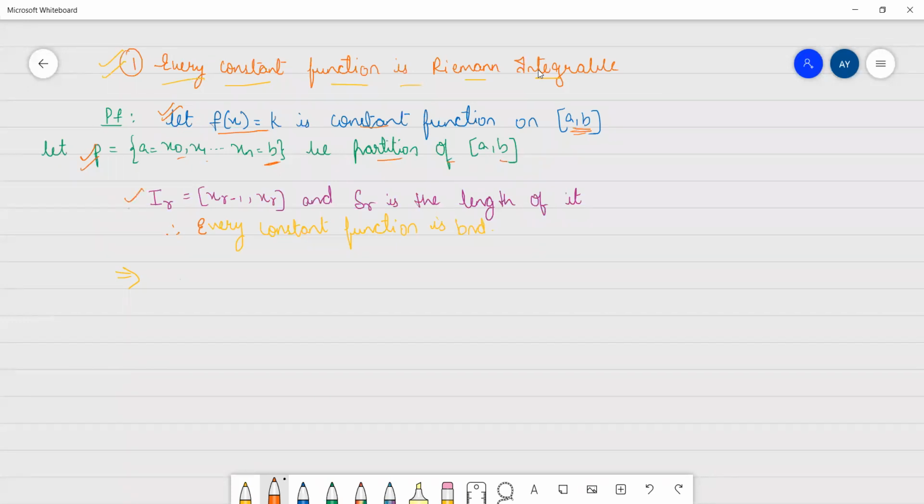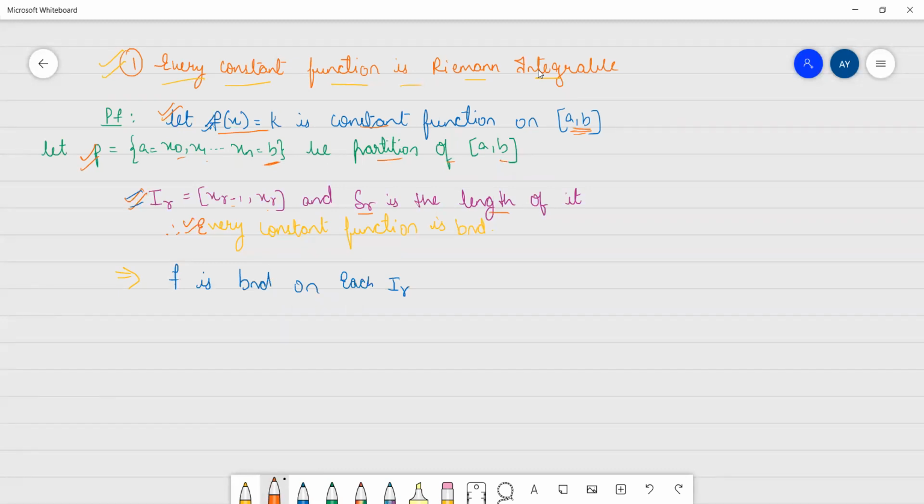Now I will define the rth subinterval, Ir = [x_{r-1}, x_r], with delta r as the length of that subinterval. And we already know that every constant function is bounded, right? Then from this we can tell f is bounded on each Ir. Whichever function f is, it is bounded on each and every Ir, that is I1, I2, and so on.